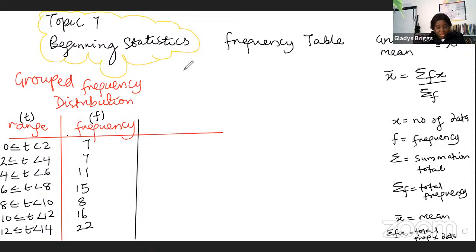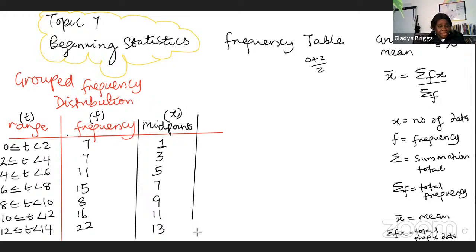Okay, so we'll say the midpoint is X, and the midpoint of 0 and 2, you know how to work that out, don't you? That is going to be 1. 0 plus 2 divided by 2, that's the midpoint. 2 plus 4 divided by 2, this would be 3. 4 plus 6 divided by 2, this would be 5. This will be 7. This would be 9. This would be 11 and 13.